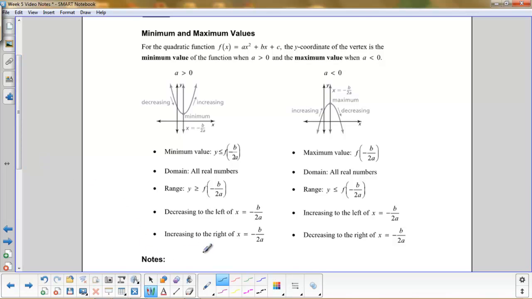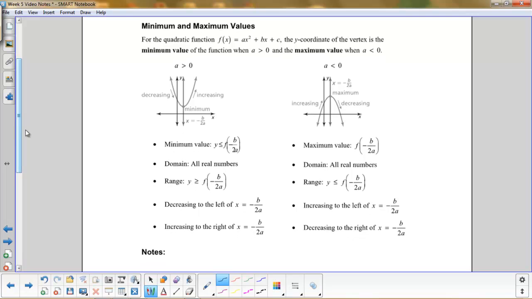Guys, we're getting to the point now where we are starting to review for our final exam, and a large part of your final exam is going to be quadratics, so you're going to have to be able to recognize all of these things pretty regularly and pretty readily.